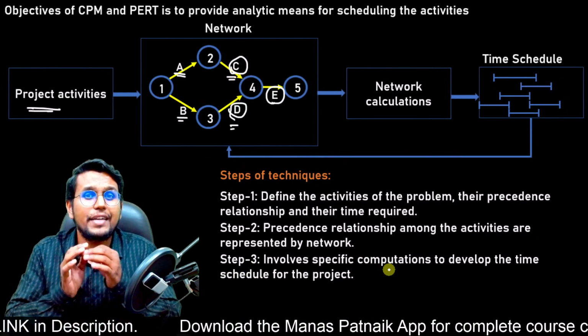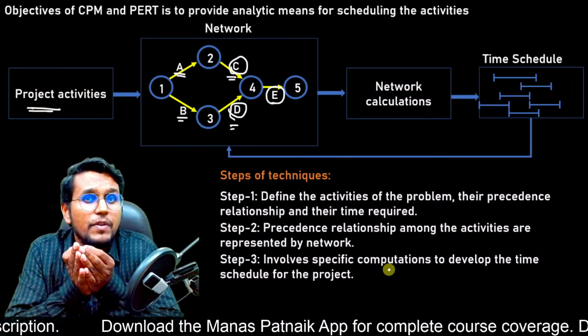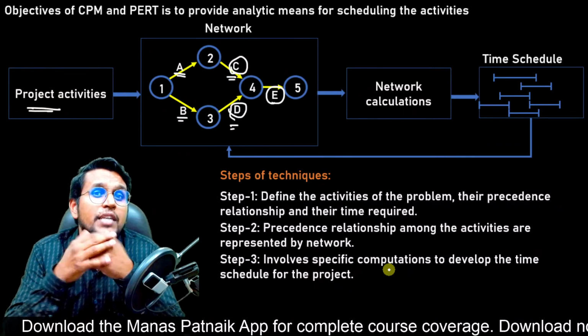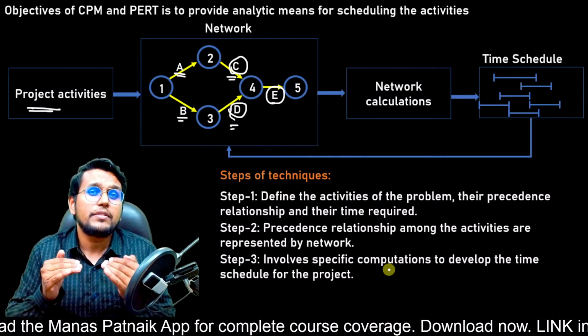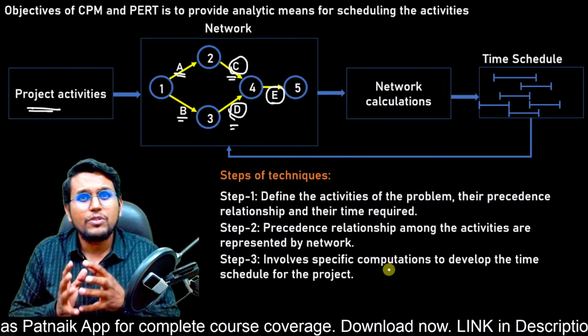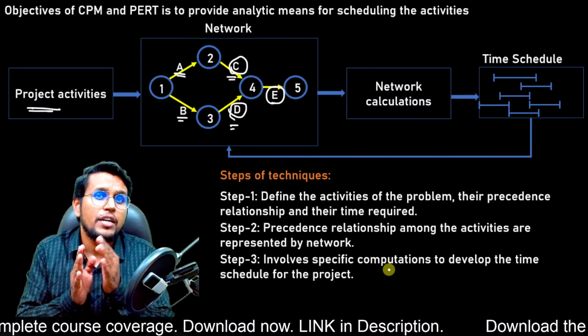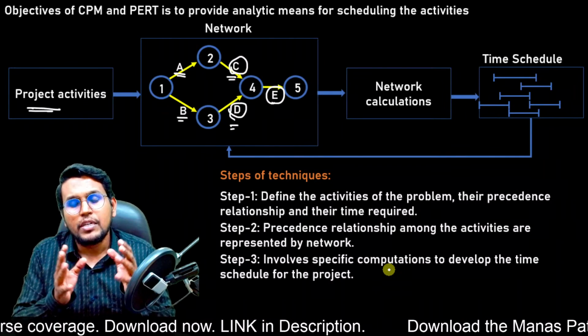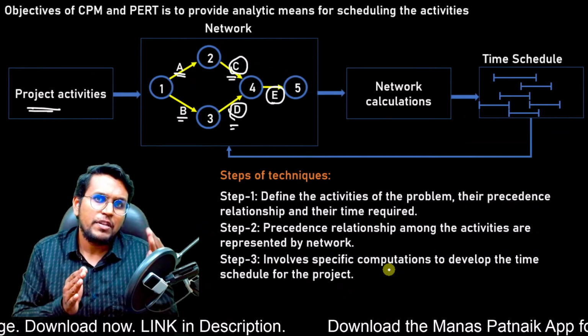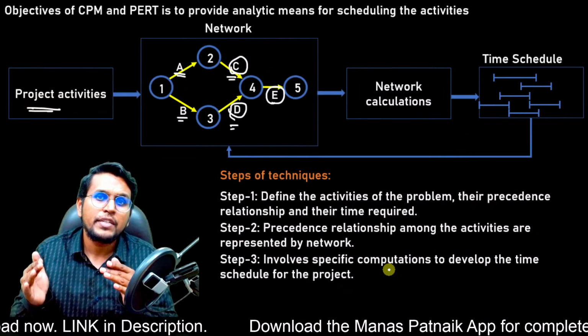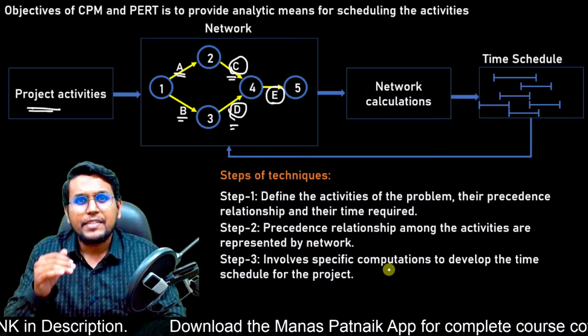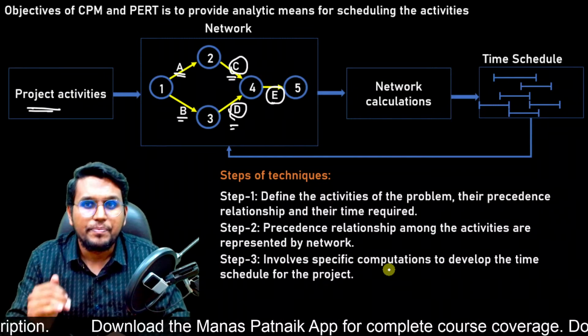So we need to identify what our main task is, either to minimize the time of the project or to minimize the cost of the project. According to these, we will do calculations, and these calculations are a part of CPM and PERT. In CPM we do a different level of calculation, in PERT we do different levels of calculations, so that we will see ahead when we move.